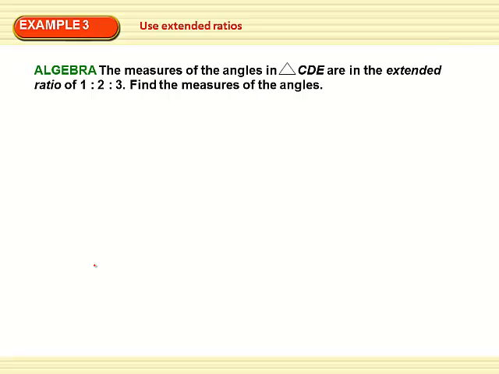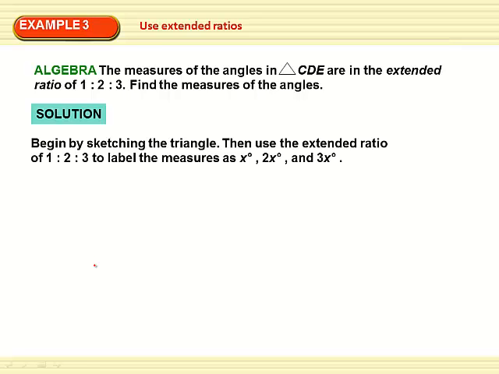Okay, next example is called using extended ratios, and it says the measure of the angles of a triangle CDE are in the extended ratio of 1 to 2 to 3. Find the measures of the angles. So, solution for this is you begin by sketching the triangle, draw the triangle, use the extended ratios of 1 to 2 to 3, and you're going to label each one of the values as x, 2x, and 3x. So that's 1 times x, twice it, and then 3 times it.